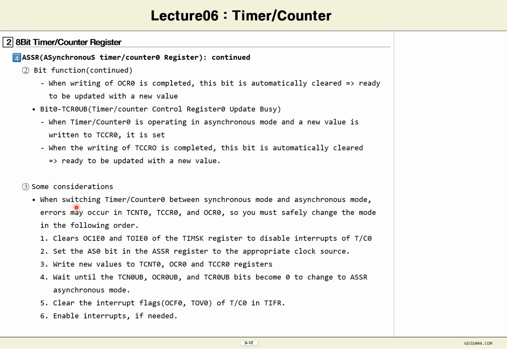Now, we need to consider a few things. If you perform a switching operation in timer counter 0 between synchronous mode and asynchronous mode, there is a possibility that an error may occur in timer counter 0, TCCR0, and OCR0. So we need to change the mode safely in the following order. Take a look at. As you can see here, the sequence continues sequentially from step 1 to step 6. You can take a look at this.